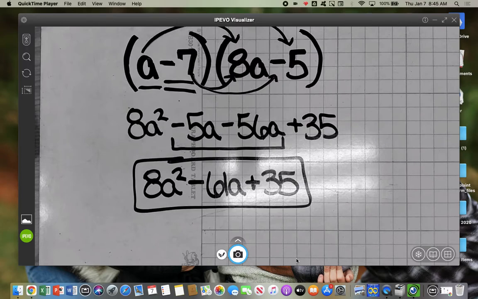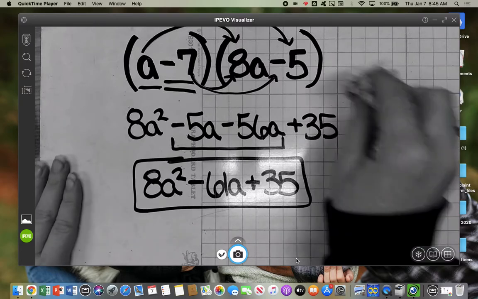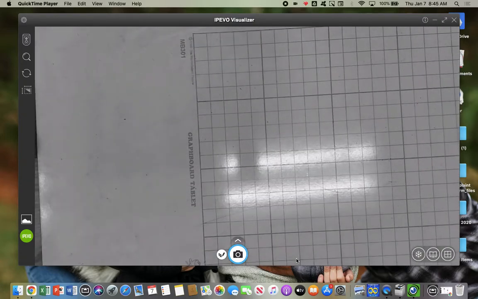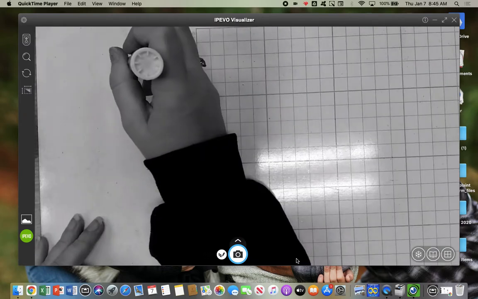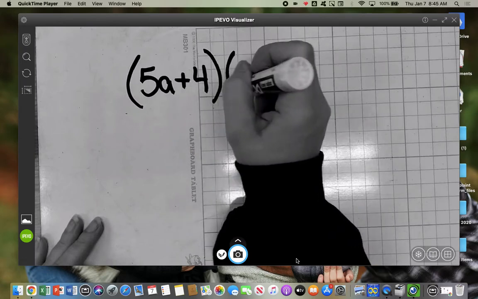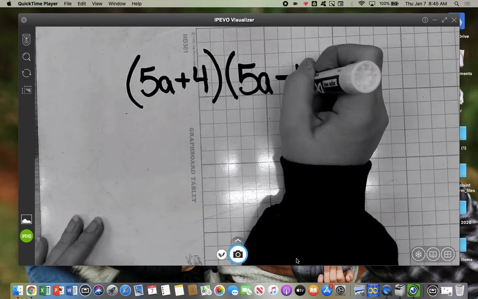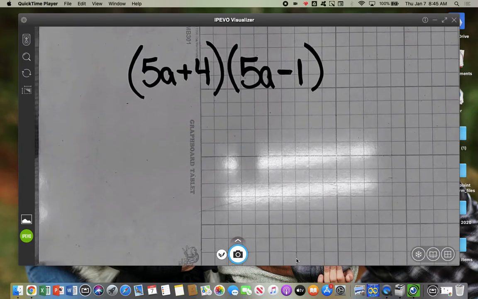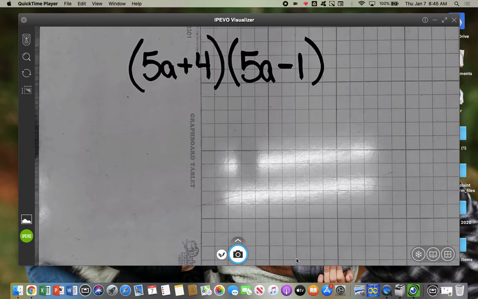All right, are you guys ready to tackle a couple of these on your own? All right, so the next one. All right, so that's 5a plus 4, and then the second parentheses is 5a minus 1.